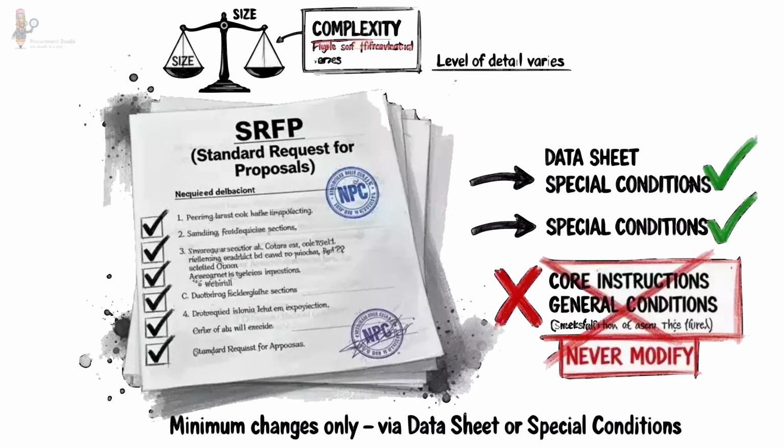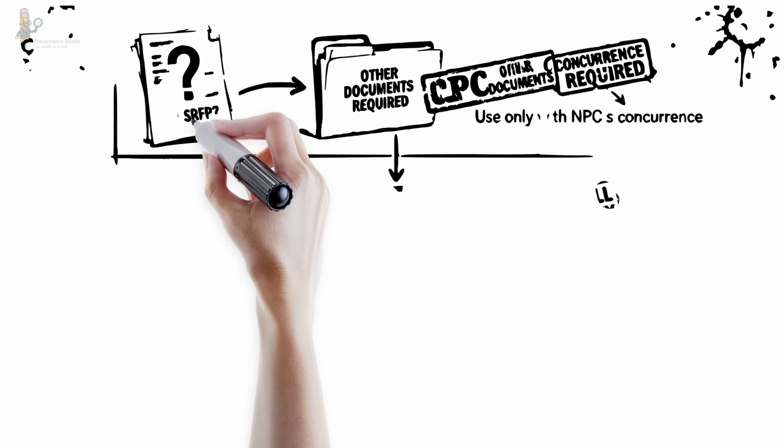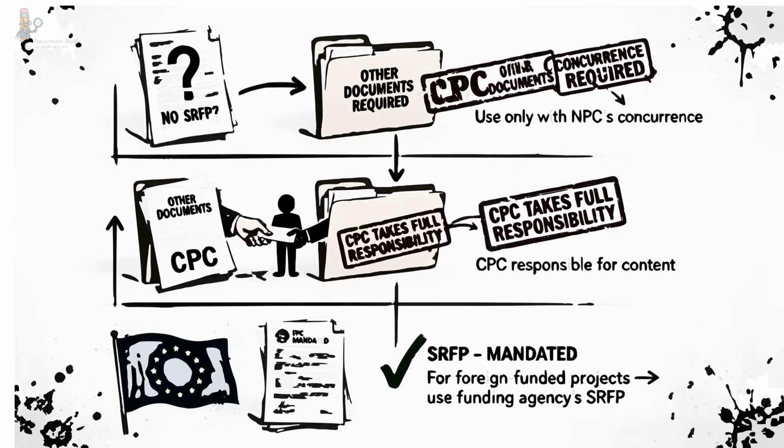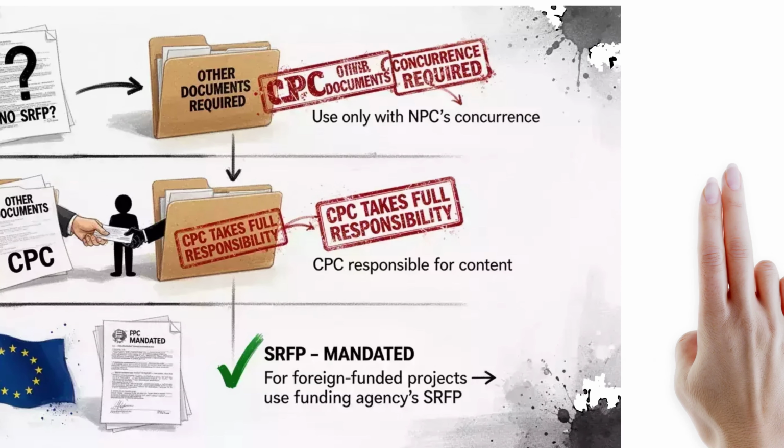Use the Standard Request for Proposals, SRFP, approved by the NPC. Make only minimum changes, and only through the data sheet. If no SRFP exists for your case, you can use other documents only with NPC's concurrence. And the CPC takes full responsibility for the content. For foreign-funded projects, you may use the SRFP mandated by the funding agency.